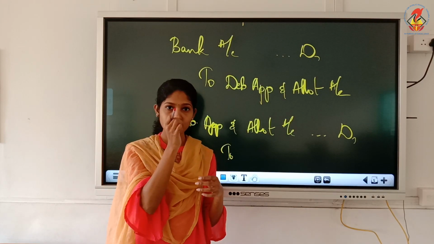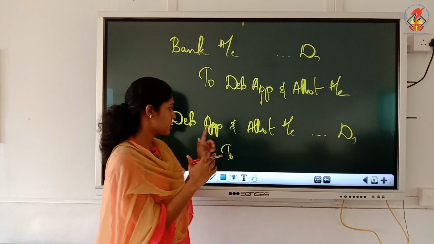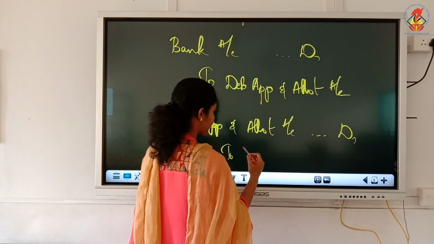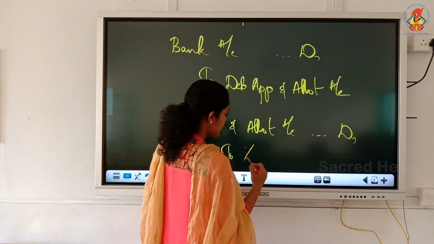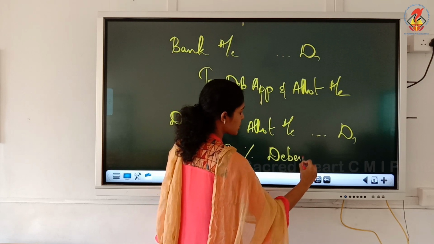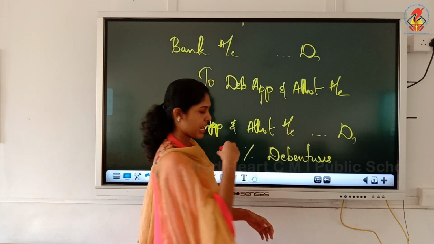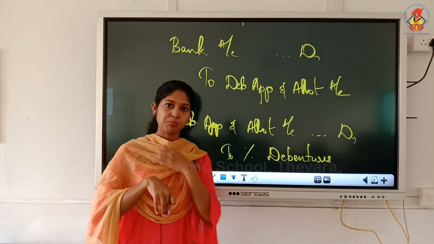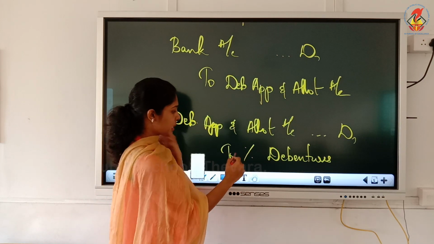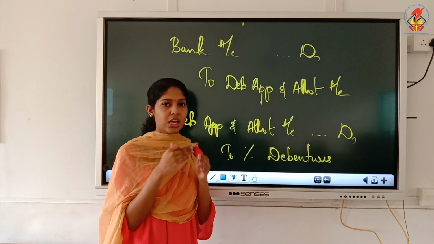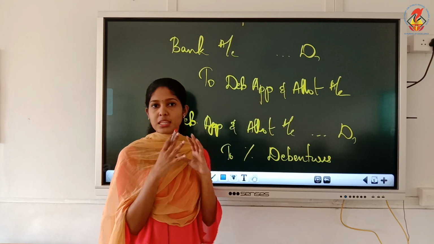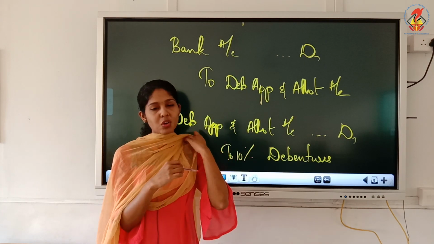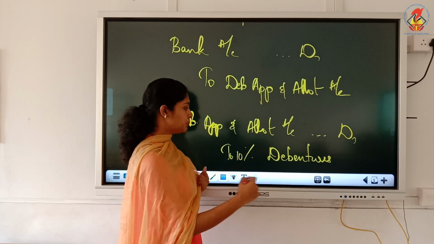Don't make mistakes after studying both chapters. Don't get confused. Debenture application and allotment debited to, instead of share capital, what we have to write is not debenture capital, it is percentage debentures. So everywhere you have to write percentage debentures instead of share capital. Understood? Percentage debentures means the rate will be given with the name of debentures, always. That rate, like 10% or 9%, given in the question, you have to write here.